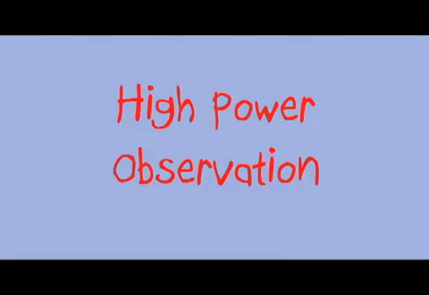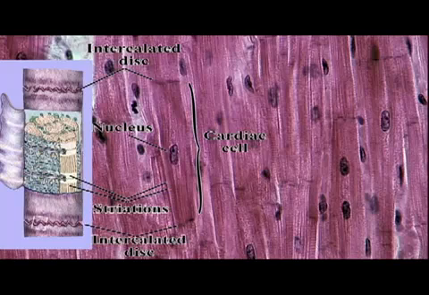High-power observation shows the detail of the cells. This workbook illustration is compared to a labeled cell that clearly shows striations, a single centrally located nucleus, and intercalated discs. The gap junctions located in the intercalated discs allow the heart to work as a unit, propagating the waves by electrolyte movement for the heartbeat.